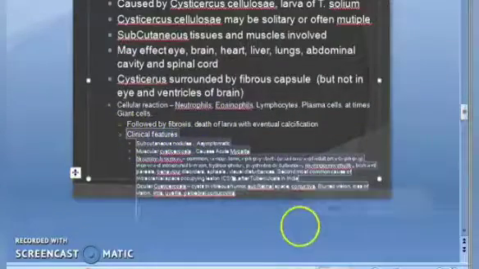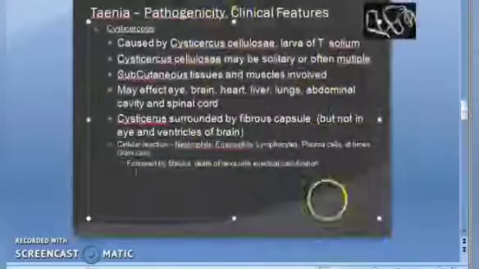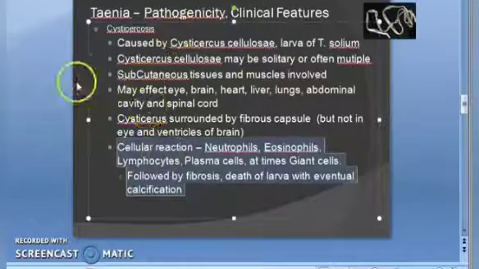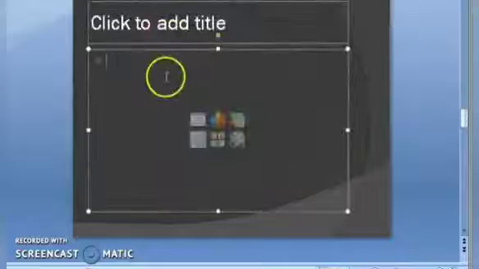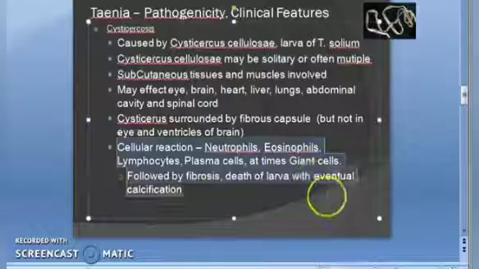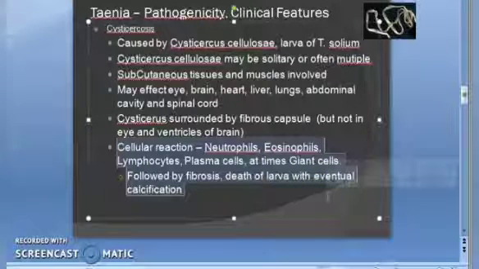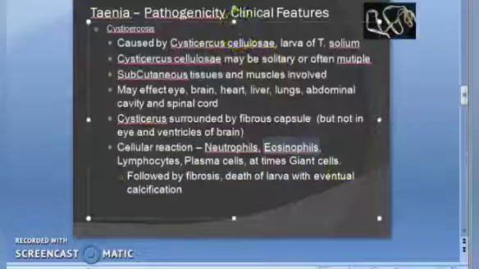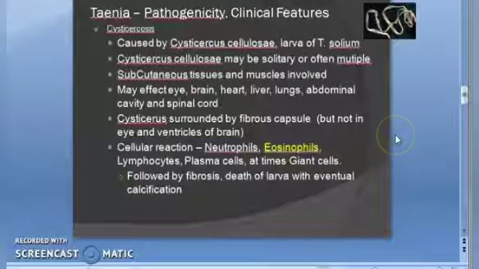Now look at the cellular reaction. This is more like pathogenicity. We'll come to this part later. There is a cellular reaction. What all will come here? Neutrophils, eosinophils, lymphocytes, plasma cells, giant cells also can come. Remember eosinophils: always eosinophils are more in these kinds of worm infestations, like in hookworm infestation you have seen eosinophilia. So Taenia also can cause an increase in eosinophils.